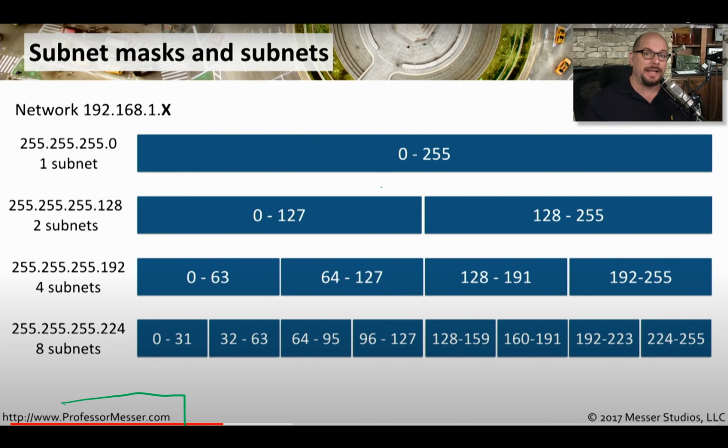If we look, this actually shows the same thing, but with the different ranges. If we have one subnet, that means 0 to 255 is available. With 2 subnets, the first subnet has host IDs 0 to 127, and the next subnet has host IDs 128 to 255. And likewise by breaking it down into 4 subnets, 8 subnets. So hopefully that makes sense.